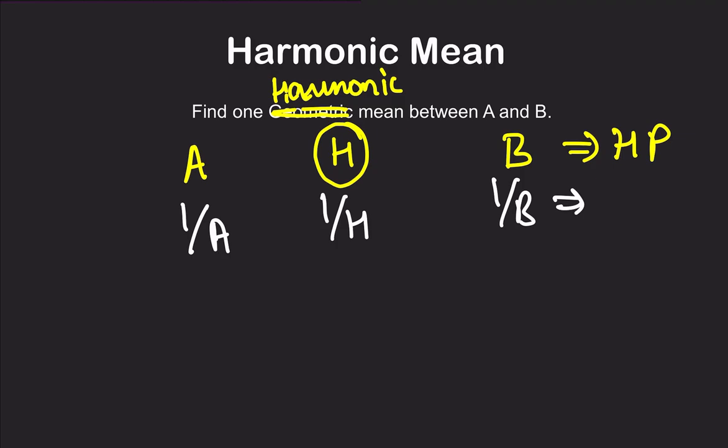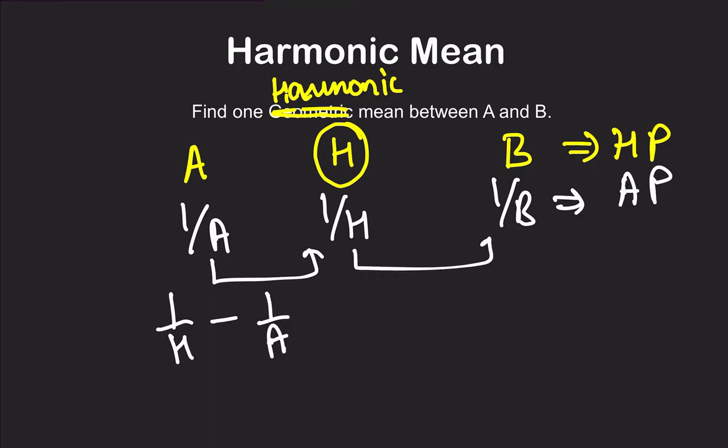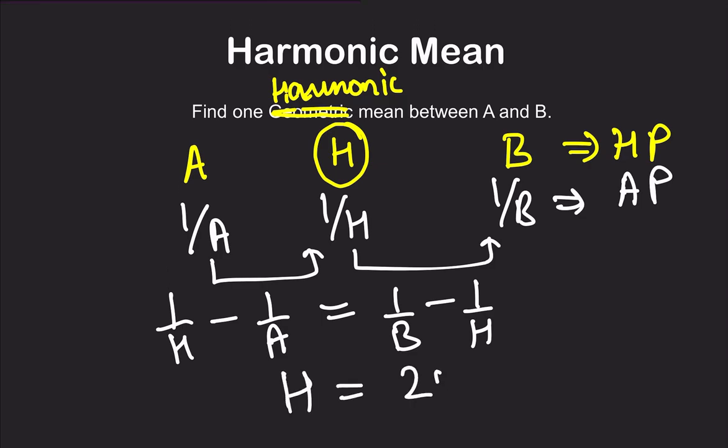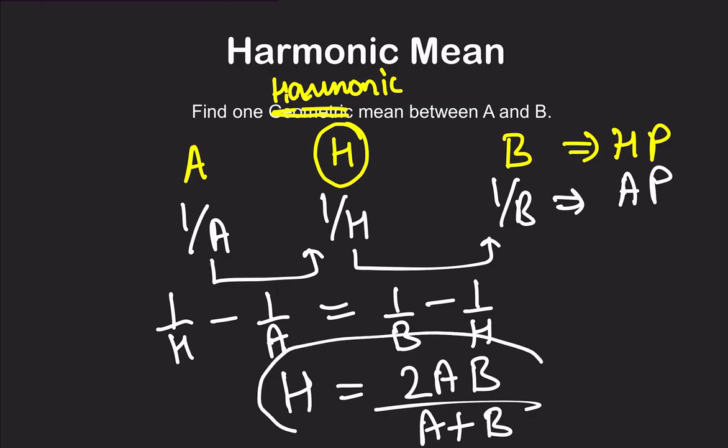So what will it be? This will be an arithmetic progression. The difference between these two is 1 by h minus 1 by a. The difference between these two is 1 by b minus 1 by h. Since these two are equal, if you calculate this, you will get h is equal to 2ab by a plus b, and this is the formula to calculate a harmonic mean between two numbers. I hope this is clear.